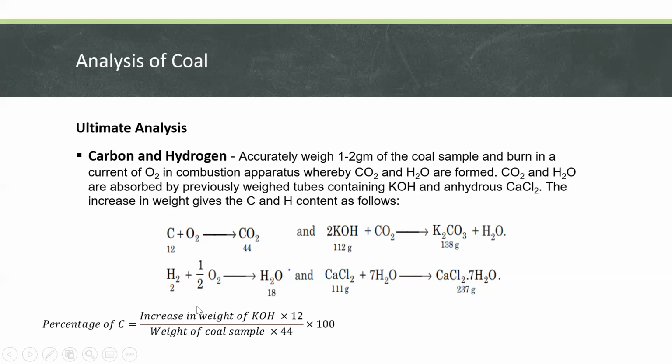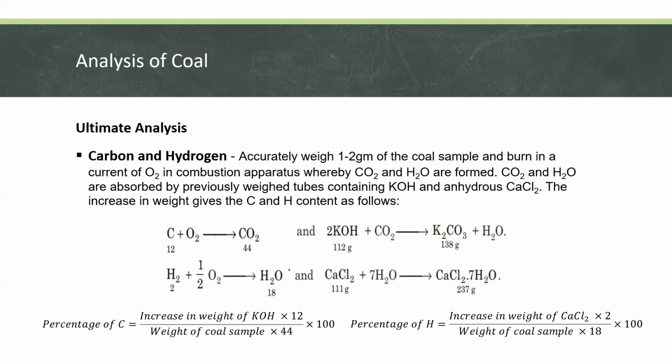This same approach is used in determining the percentage of hydrogen, wherein the increase in weight of the calcium chloride is multiplied by 2, which is the molecular weight of hydrogen, divided by the weight of coal sample times 18, wherein 18 is the molecular weight of the water compound, times 100. Then we have the percentage of hydrogen.